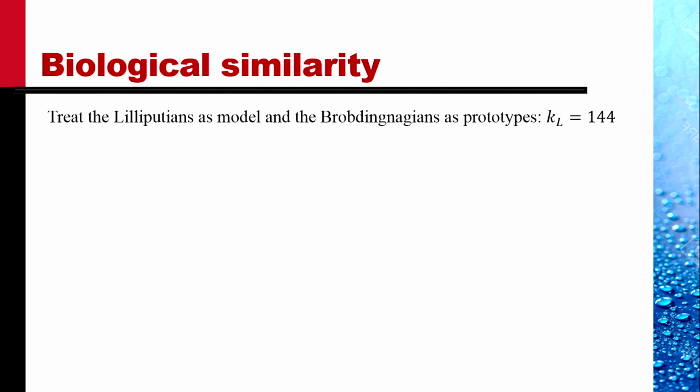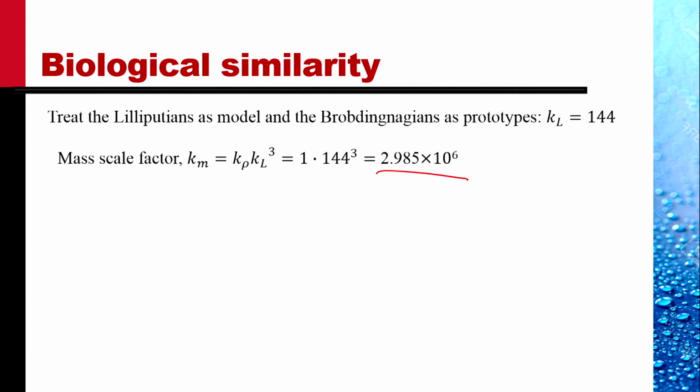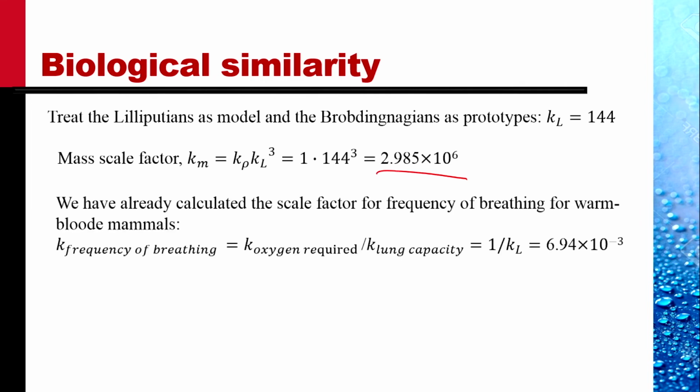So KL is 144, that is 12 to power 2. The mass scale factor, Km, would be K rho times KL cubed, and that would be about 3 million. The mass of a Brobdingnagian was 3 million times the mass of a Lilliputian. We have already calculated the scale factor of frequency of breathing for warm-blooded animals, and that is 1 divided by KL. So it would be like 6.94 into 10 to the minus 3.